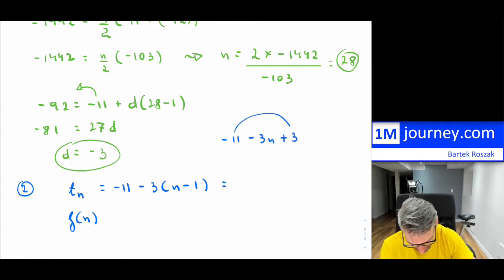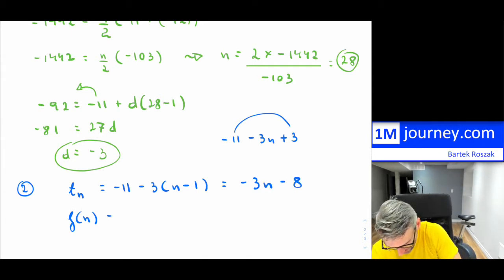So grouping these two things together, I'm going to rearrange it so it kind of looks like a line. So negative 3n minus 8. Okay, so that's what we have. So if you wrote it out as a function, it's going to be like this.